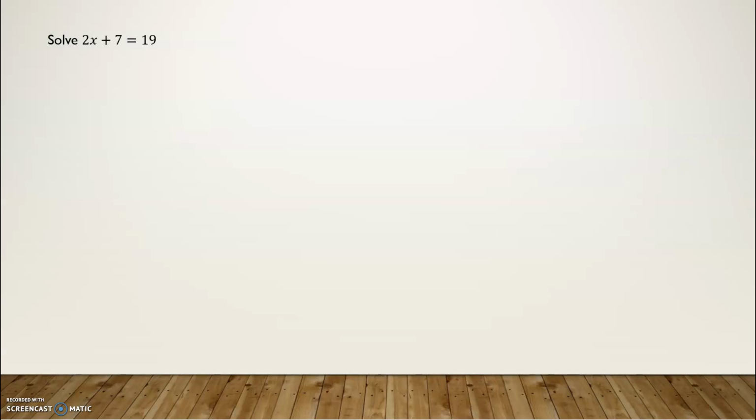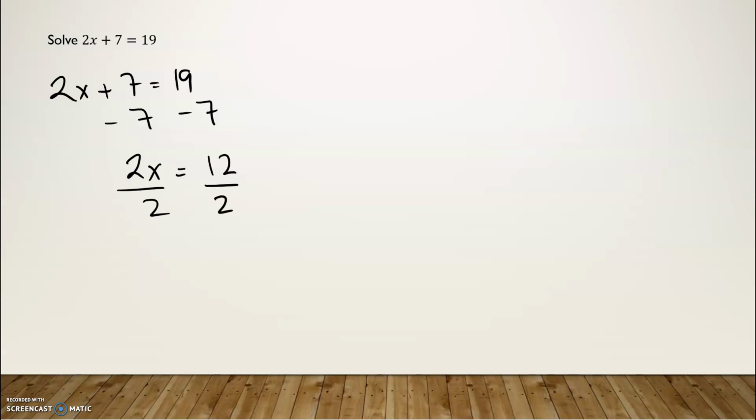Okay, now let's look at this one right here. So first thing I'm going to do is subtract my 7 from both sides. So that's going to be 2x is equal to 12. Divide both sides by 2.